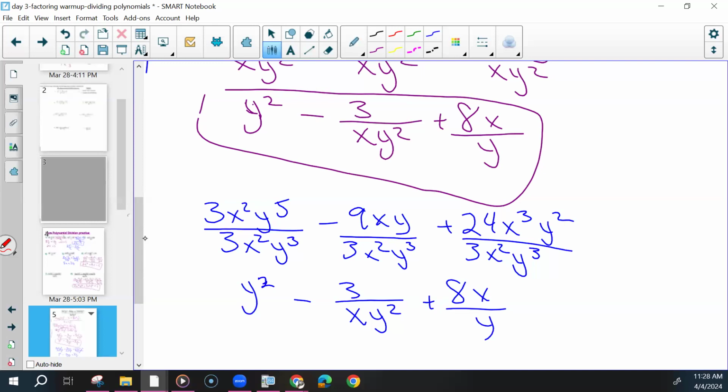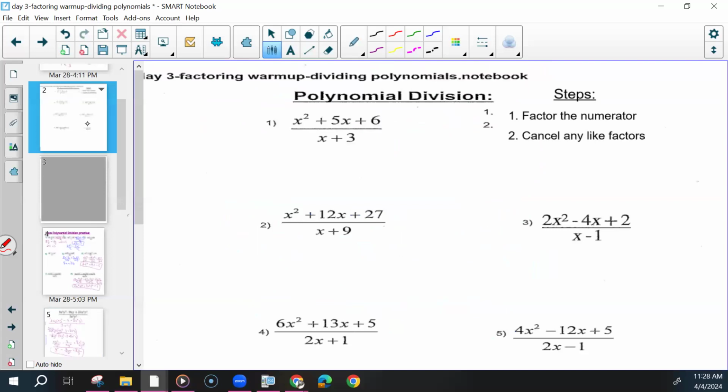Right. So now that we talked about how to divide polynomials by monomials, now we're going to talk about how to divide by binomials. So go to the first page, behind the first. And we are going to factor the numerator. Find out things like that. So you have to know what type of factoring you're going to be using.